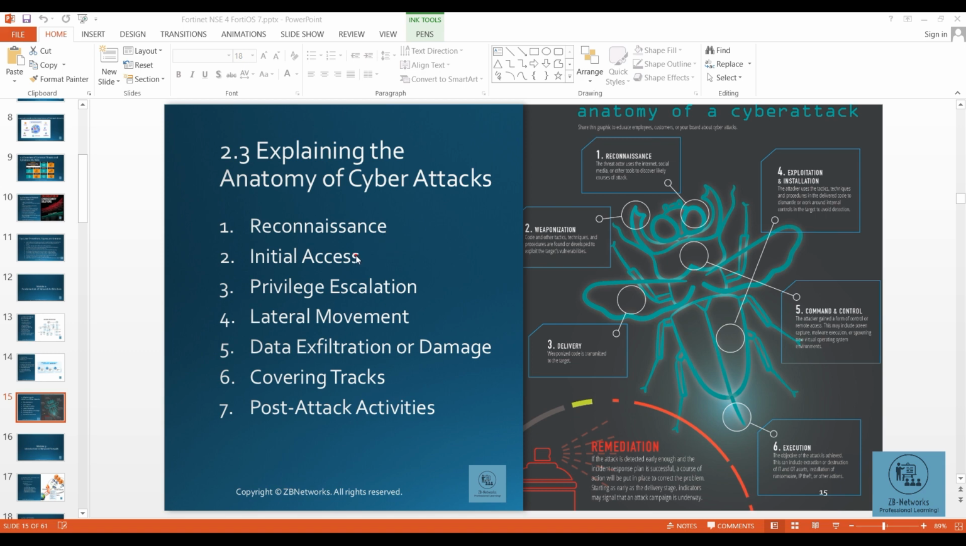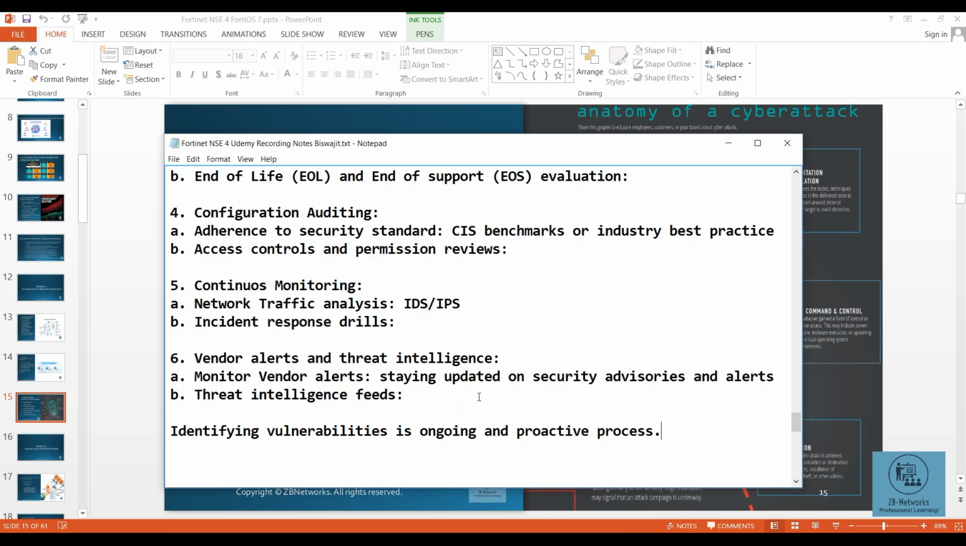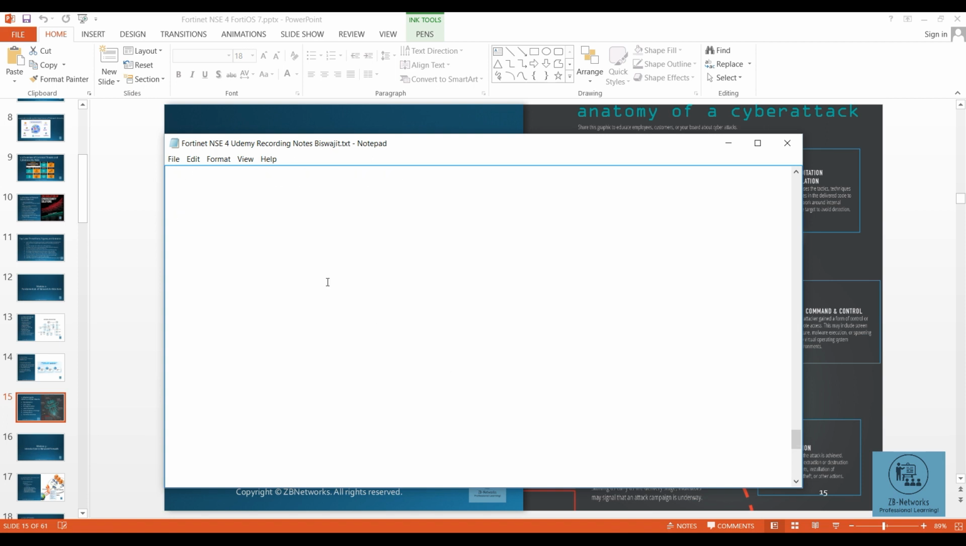Reconnaissance, initial access, privilege escalation, lateral movement, data exfiltration or damage, covering tracks, and post-attack activities are certain stages of this cyber attack kill chain process. Let's discuss those step by step, one by one. What does each process mean to us? This is basically the anatomy of a cyber attack.